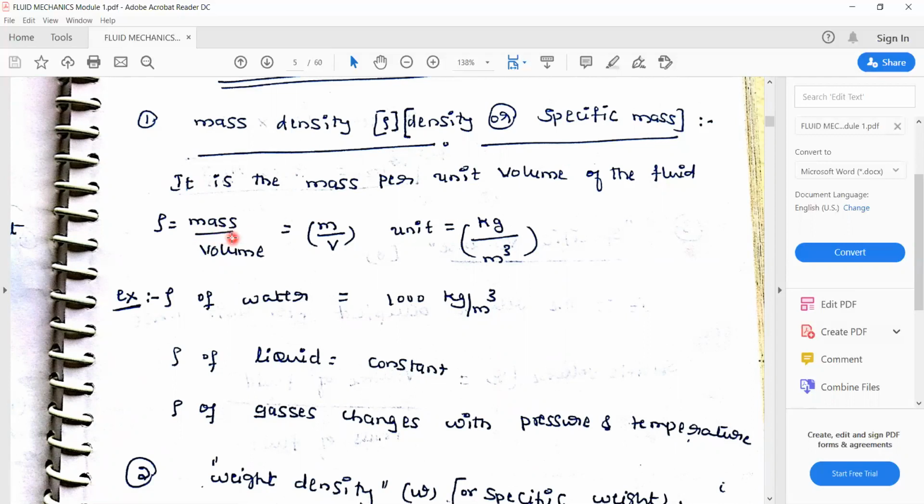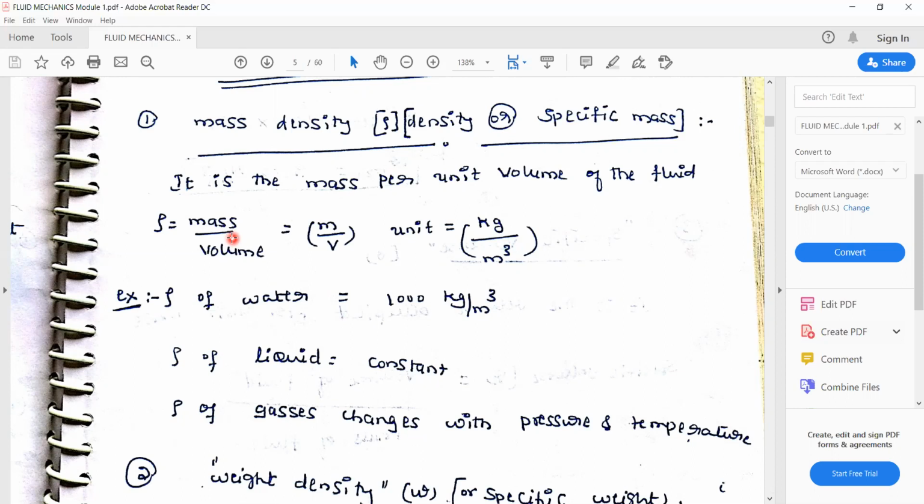Now what is the meaning of this? For example, if you consider 1 meter cube volume, how much mass you can put in that 1 meter cube? That is nothing but density. This density is not the same for all fluids. Density for water is different, density for air is different, density for oil is different, density for petrol is different. Why? Because that depends on how much mass you can put per unit volume.